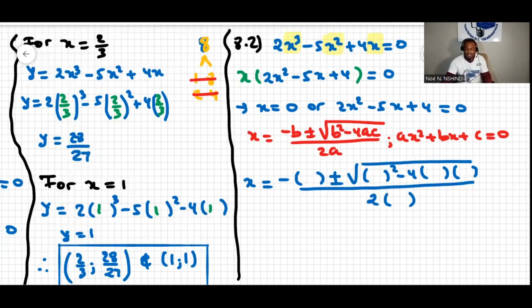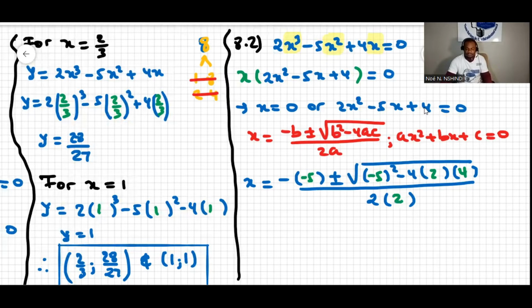Now let's sub in b. In this case it is the coefficient of x, so b is -5. So -5 there, plus minus the square root of b squared minus 4a. A is the coefficient of x squared, so 2. Sub 2 over here, and then c is the constant term. The constant term here is 4. I'm going to sub 4 there, over 2a.